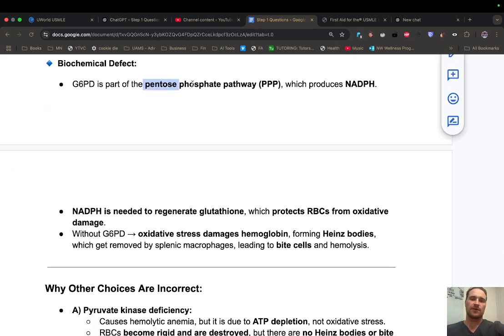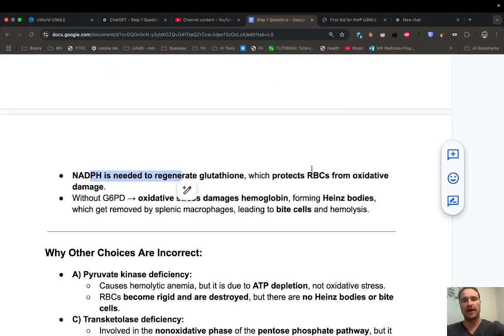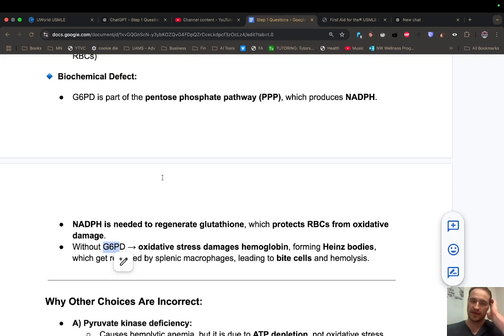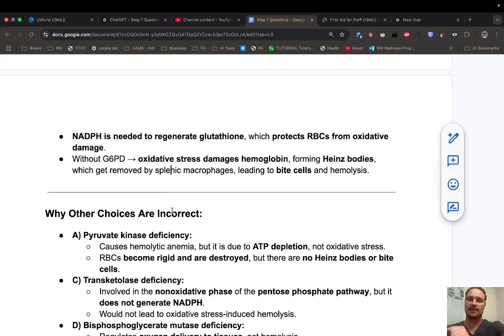And glucose 6-phosphate dehydrogenase is part of the pentose phosphate pathway, which produces NADPH, which is like a shield for oxidation. So NADPH regenerates glutathione. Glutathione protects red blood cells from oxidative damage, just like the shield. Glutathione replenishes. So without glucose 6-phosphate dehydrogenase, you don't get the NADPH, you don't get the glutathione, and you get oxidative damage, and the hemoglobin breaks down, you get the Heinz bodies, and you get those removed by the splenic macrophages, and then you get the bite cells in the hemolysis.